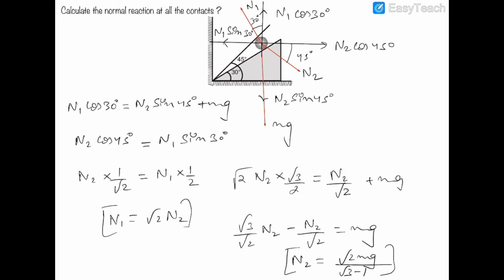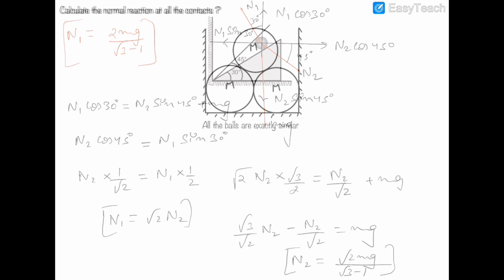Now the value of N1 will be, I'm writing with another color, N1 will be equal to root 2 N2. So it would be 2 mg by root 3 minus 1. This is the value of N1. Okay, now let us move on to the other question.